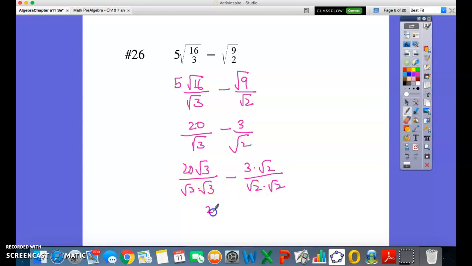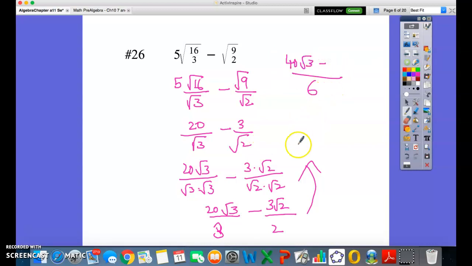So then I get 20 root 3 over 3 minus 3 square root of 2 over 2. Now from here, I'm going up. So the LCD is 6. So I get 20 times 2, which is 40 square root of 3 minus, so this goes to 3, so this will be 9 square root of 2.